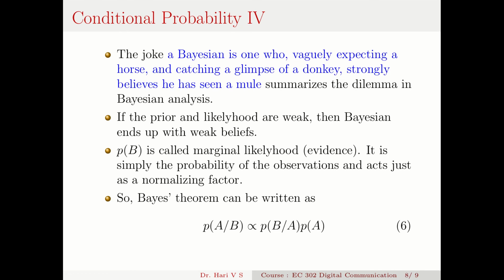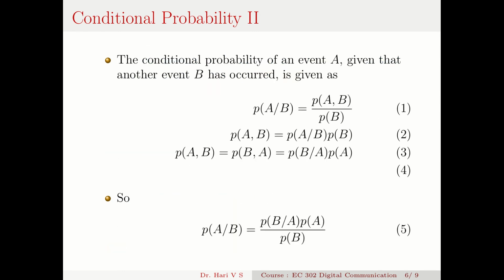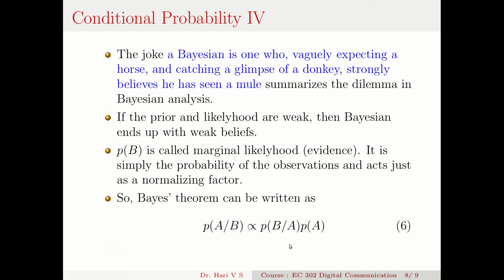Then there is a term we didn't discuss, this P(B). This term is of no consequence. In our case it is the probability of our received, corrupted signal, or the probability of the observation. There is nothing very fanciful about it. Even if I miss that term, nothing will happen. P(B) is called the marginal likelihood or evidence. It is simply the probability of the observations, and acts just as a normalizing factor, nothing more.